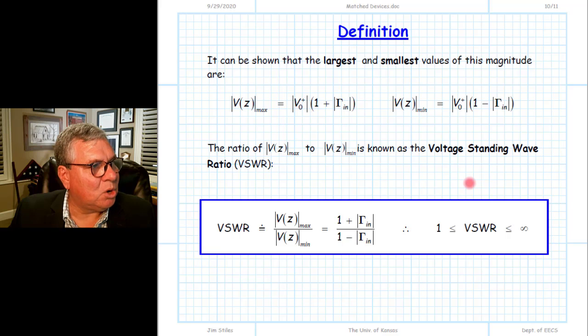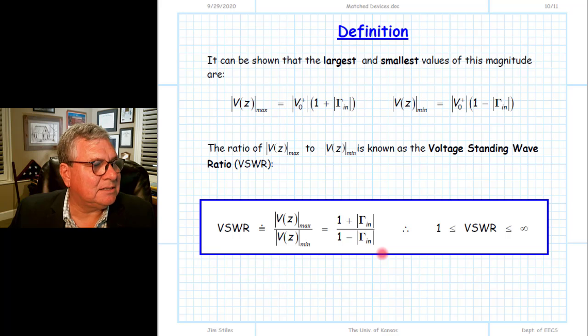Now, we can take the ratio of this maximum value to this minimum value, and that ratio is called the voltage standing wave ratio. We insert it in here, and the interesting thing is the magnitude of the wave amplitude, the plus wave amplitude, complex wave amplitude V0 plus, those constants cancel out. And so we get this result.